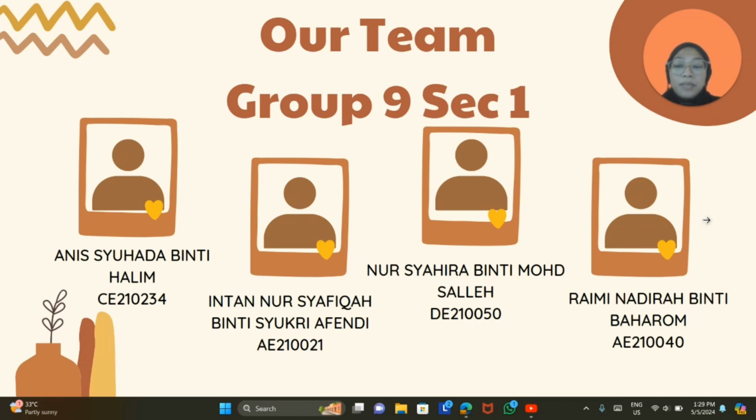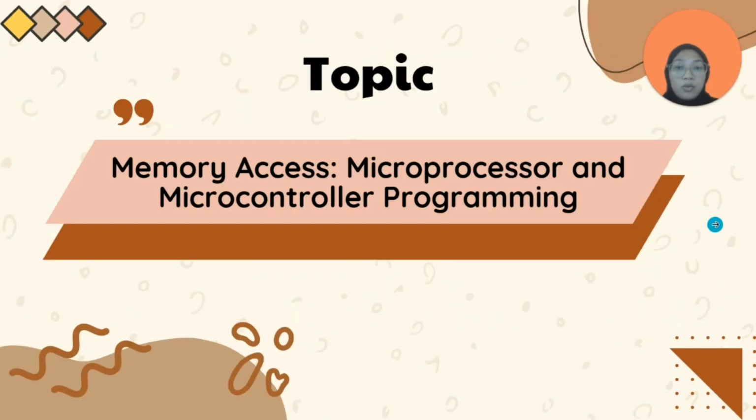So this is our team. We are from Group 9, Section 1. First one is Anishuhada binti Halim, matrix number CE210234. Intan Shafika binti Shukri Effendi, EE210021. Nur Shaira binti Muhammad Saleh, DE210050. And lastly, which is me, Raimi Nadira binti Bahrom, AE210040. So our topic for this assignment is memory access, microprocessor, and microcontroller programming.